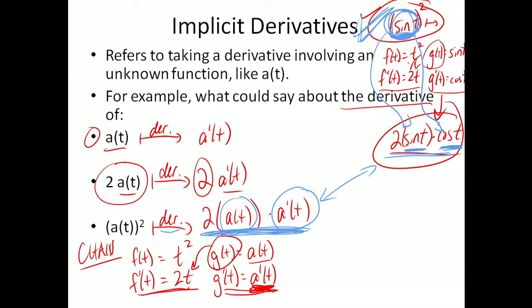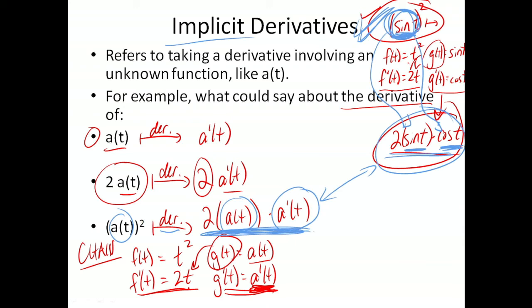All right? So it is helpful to be able to do these implicit derivatives. Like I said, it moves you maybe halfway towards what would be a complete answer. But that's as much as we could do, right? Because I don't know the true identity of a of t. So this is the best I could say about the derivative of a of t.